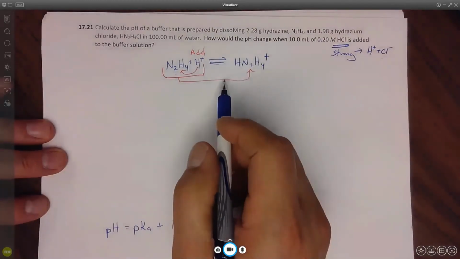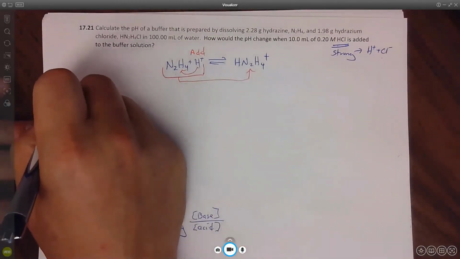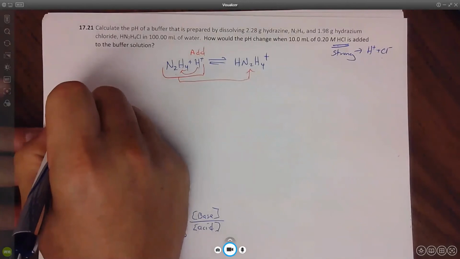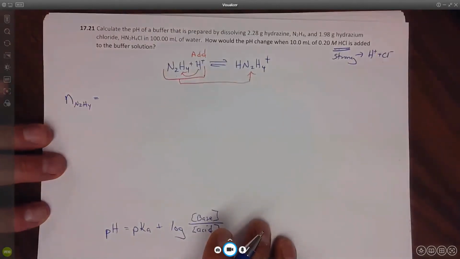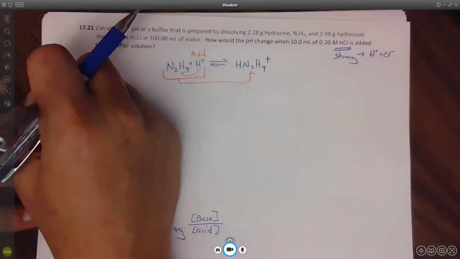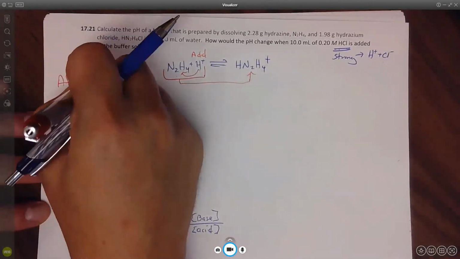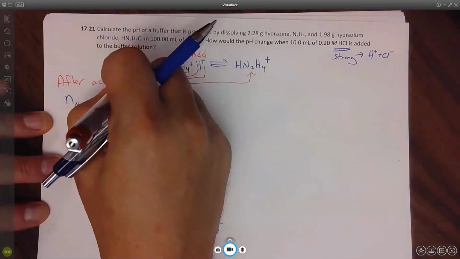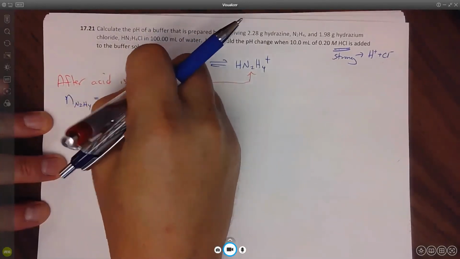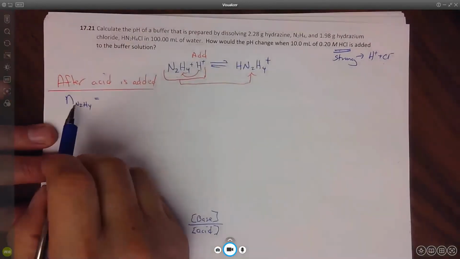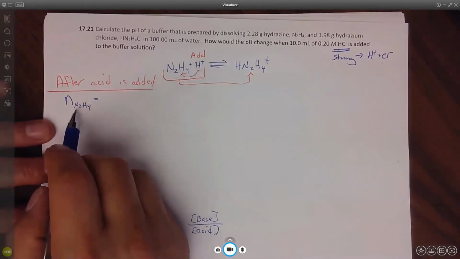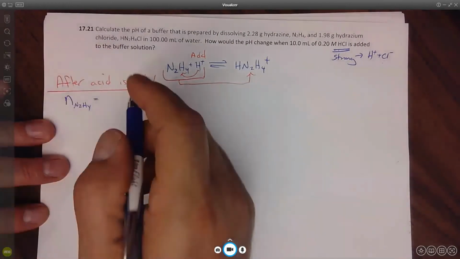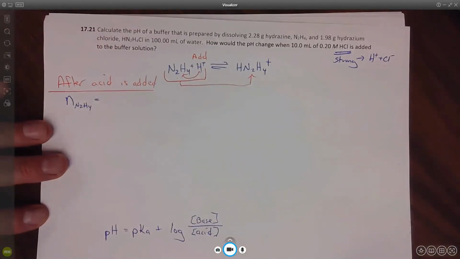Okay, so let's calculate then. We're going to now need the number of moles, and let's start with the base first. So this is going to be the number of moles of base, and this again is after the acid is added, right? So after acid is added, that's what we're looking at here, okay? So the number of moles is going to be the original number of moles, okay? So again, you could have just calculated the number of moles from the first part, okay?